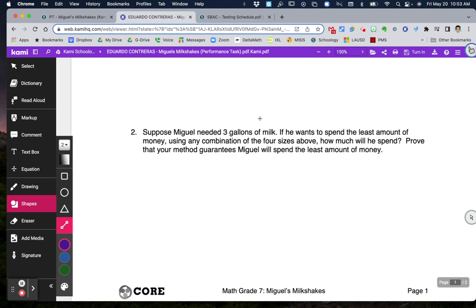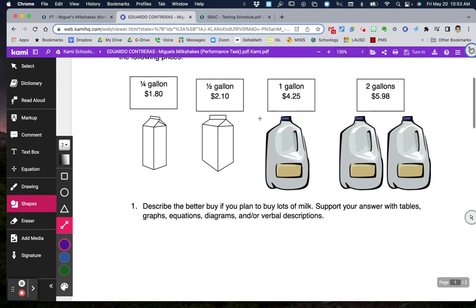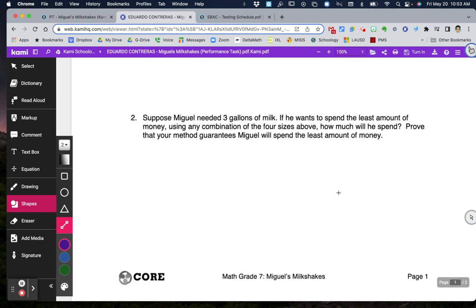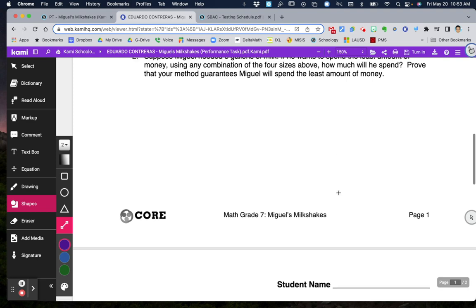The second part: suppose Miguel needed 3 gallons of milk. If he wants to spend the least amount of money using any combination of the 4 sizes, how much will he spend? So you want to see what's the best buy if you combine these. Maybe you buy a 2 gallon and 2 half gallons, anything that would total up to 3 gallons, and you want to see the combinations and which one gives you the best buy.